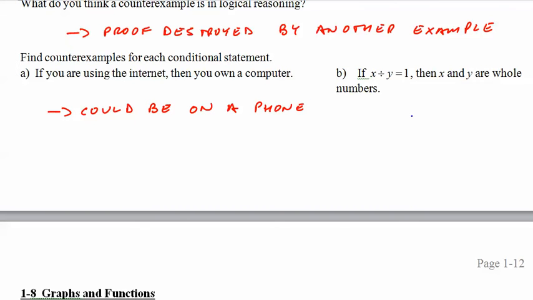If x divided by y equals 1, then x and y are whole numbers. Whole numbers, if you recall, are 0, 1, 2, 3, and all that sort of stuff. Well, they could be rational numbers. We could have 1/2 over 1/2 equals 1. They are not whole numbers.